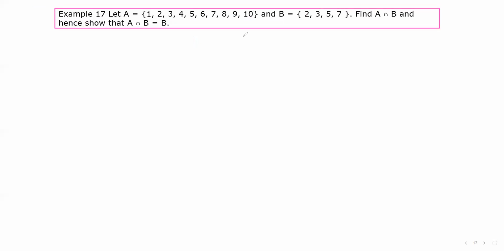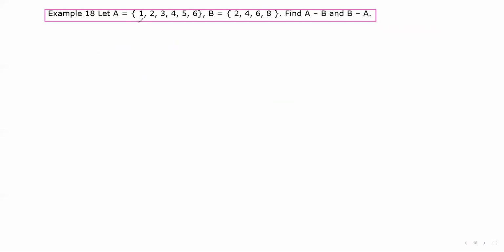A and B sets are given to you. You have to find A intersection B and hence show this result. So A intersection B, common elements, the smallest set is B. So let's start with B. 2 is present, 3 is present, 5 is present, and 7 is present. Here also B is a subset of A. So intersection will be the smallest set B. So A intersection B will be equal to 2, 3, 5, and 7, common elements amongst the two sets. Also, the set is equal to B, hence proved.